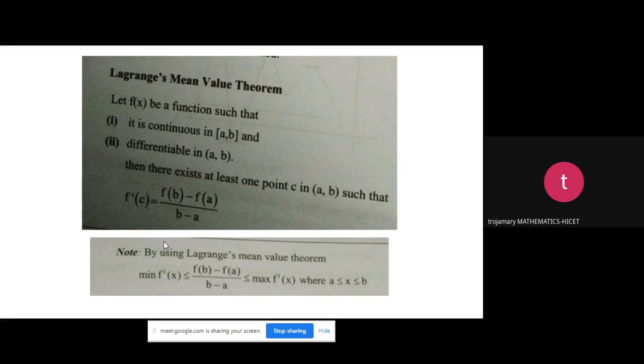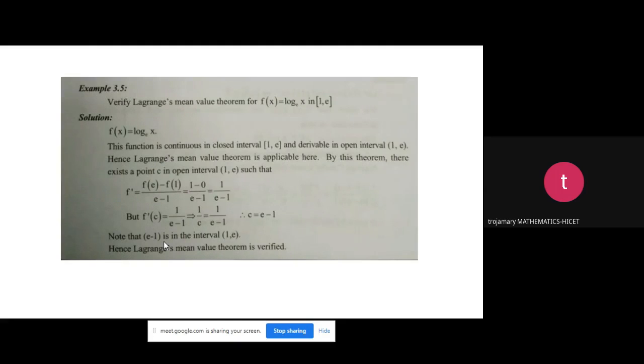So by using Lagrange's mean value theorem, minimum f dash of x is less than or equal to f dash of c, which is less than or equal to maximum f dash of x, where a is less than or equal to x, less than or equal to b. Okay, keep this point in mind.